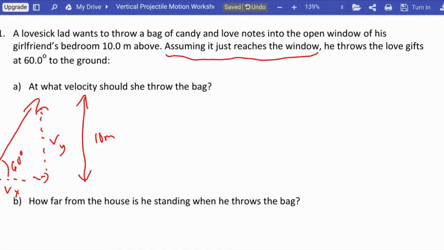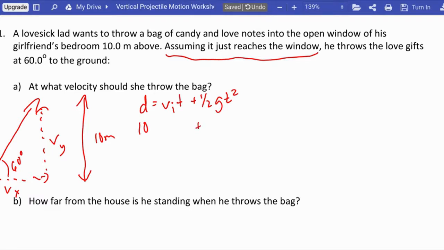It's going to amount to how much time it is going to take for the bag of candy to get to the top of its motion. Okay, how much time is it going to take to get there? A lot of our projectile motions revolve around time. In this problem, we have our distance, and what we're going to use to solve this is velocity initial times time plus half gt squared. Now, the distance that it's going to move is 10 meters as it goes up to the window.